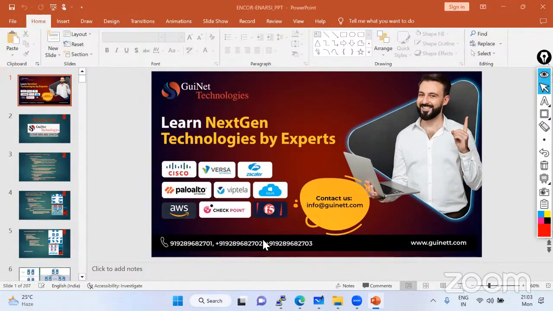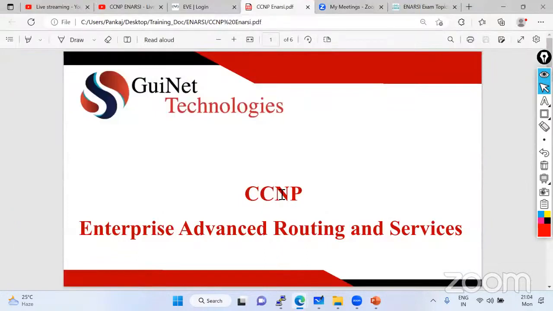Many people don't even know what ENCOR and ENARSI are, because recently the CCNP module has been changed. Earlier the CCNP module was CCNP Routing and Switching. Many people know only CCNP Routing and Switching. If you went for the exam, there was a CCNP TSHOOT exam, with troubleshooting and trouble tickets in the exams. But this syllabus has been completely changed, since new generation networking was not available in the market.